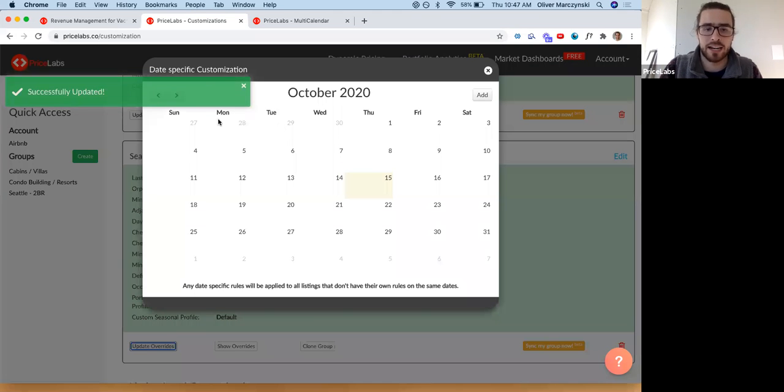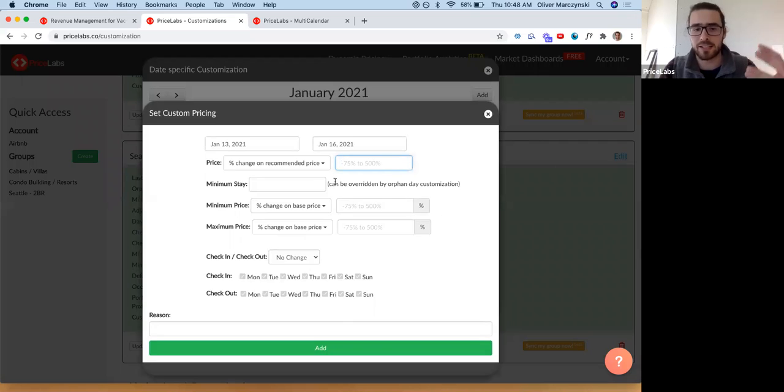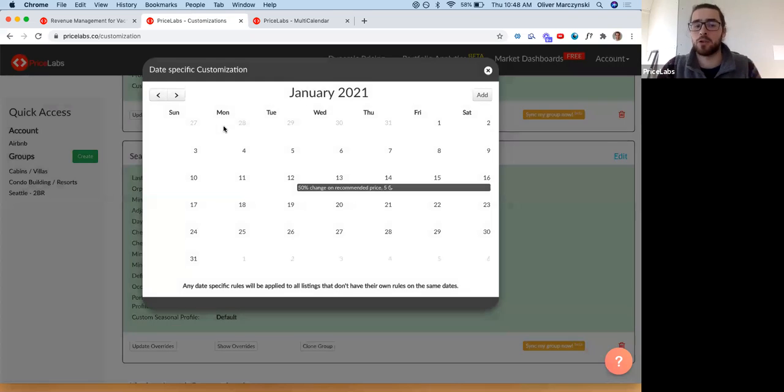And you could essentially say for all of these listings, let's say there's an event happening in January from this Wednesday to this Saturday. You want to increase your prices since you think you can charge more because of your historic data. You could say all of these properties increase my price by 50%, for example, and set a minimum stay of 5 nights for this date period. If you add that in here, that would now apply to all properties.